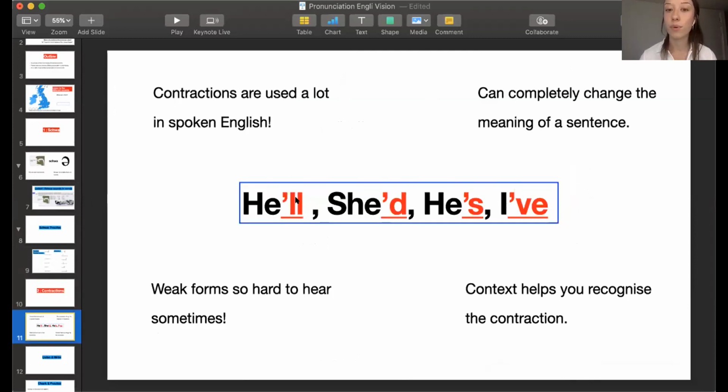For example, contraction of the subject with a verb. Contractions are used almost all the time in spoken English. I rarely say he will go, or he'll go. She had been, she'd been. I very rarely use the non-contracted form when I'm speaking. They can completely change the meaning of a sentence, as you know. Future, perfect, completely changes the meaning. And they're weak forms. Contracted forms are always weak, and so they're hard to recognize. Sometimes you're not sure if the person is talking in the future or the past. Context will help you recognize the contraction, even when you don't hear it clearly.